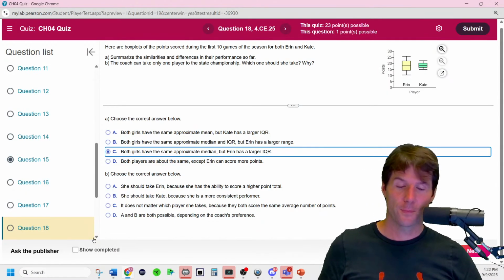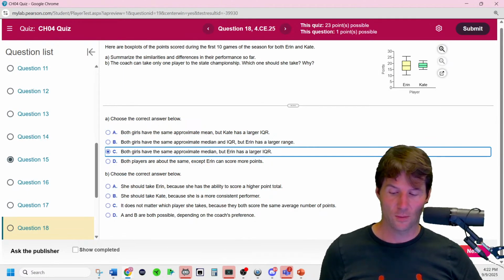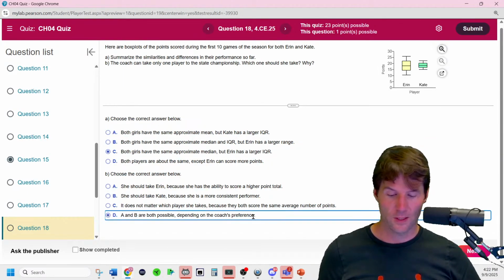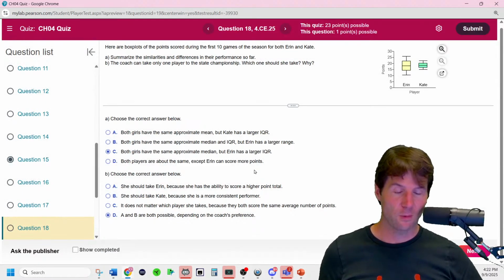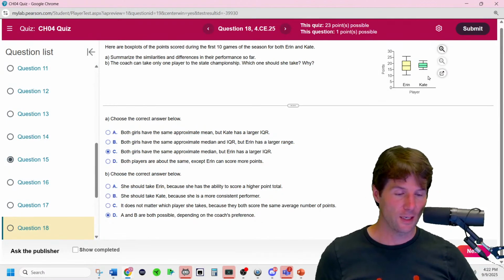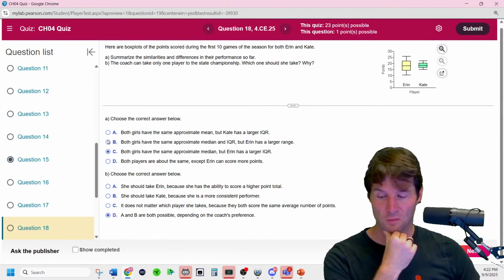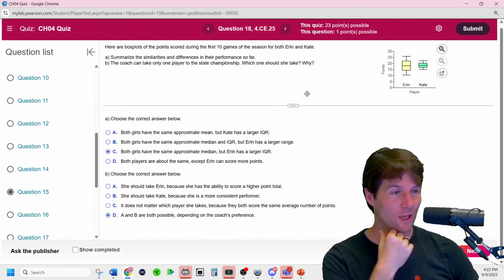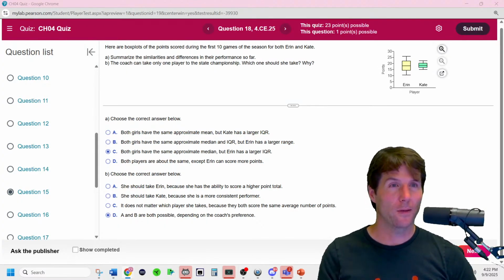Who should the coach pick? Well, here's the thing. Kate is going to be more consistent. Aaron is going to have greater potential. And it really depends on what the coach wants. If it's the end of the game and you need points, you're going to pick Aaron. If you need someone consistent, you're going to pick Kate. So one has more variability, Aaron, versus Kate is more stable. It just depends on what you want. That's the answer to a lot of statistics: it depends.